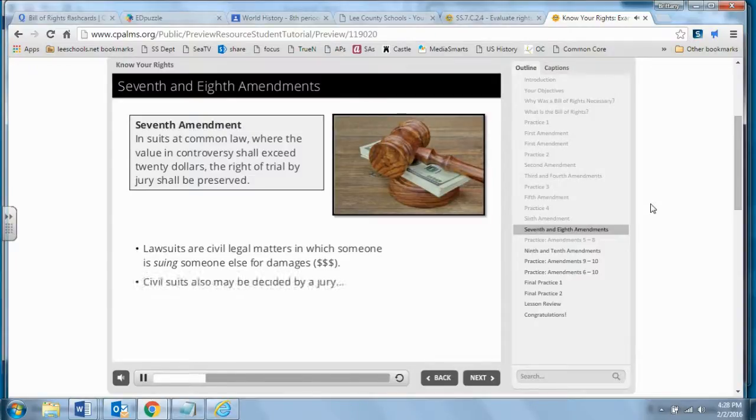The Seventh Amendment states that if people in the civil lawsuit wish, they can also have their case decided by a jury of their peers. The one limitation: the suit must concern a value of at least $20. As you can imagine, almost all lawsuits are disagreements about $20 or more.